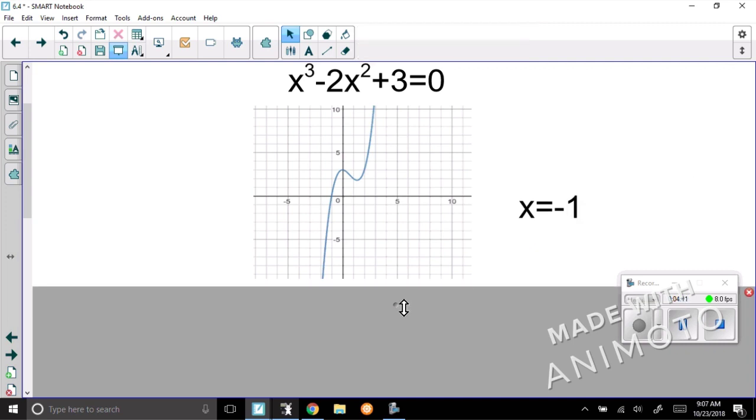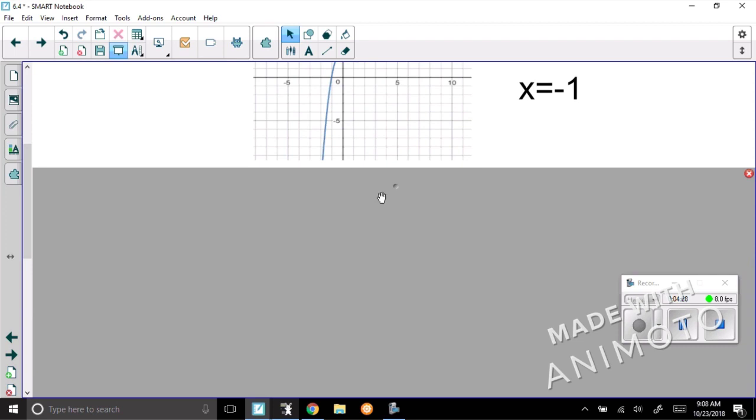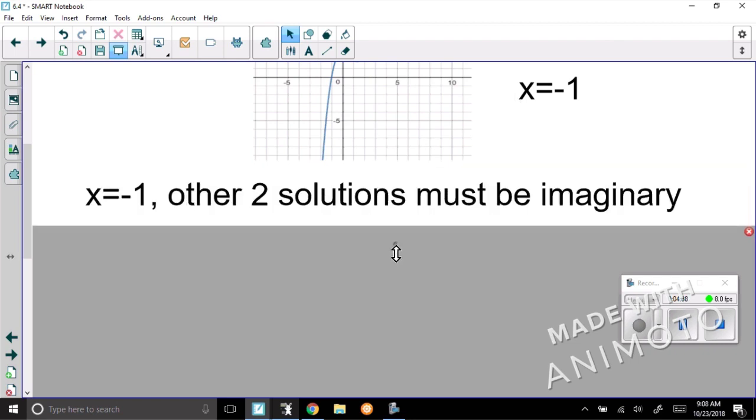But it has degree 3, so how many solutions is it supposed to have? 3. The problem is there's not 3 x-intercepts. The reason there's not 3 x-intercepts is because all 3 solutions aren't real. So we have this one real solution, which means the other 2 are imaginary. So we can then use synthetic division and this 0 to make the problem into a quadratic, which we know how to solve. Okay, so what we're going to do, x equals -1, so the other 2 solutions.